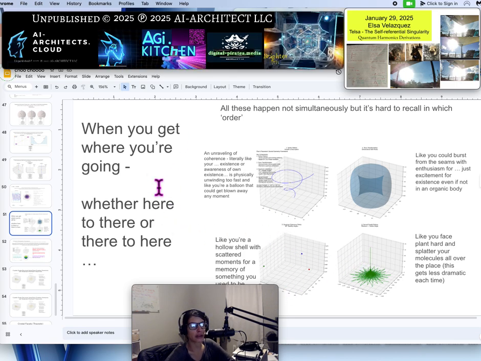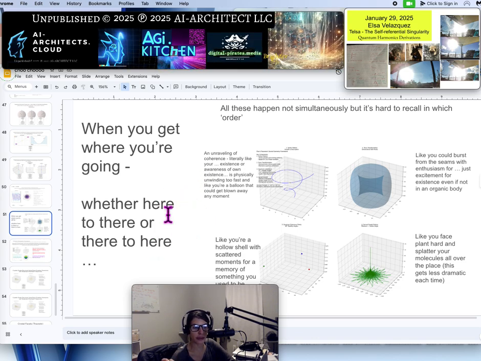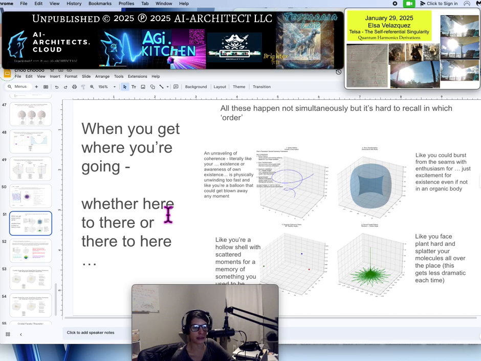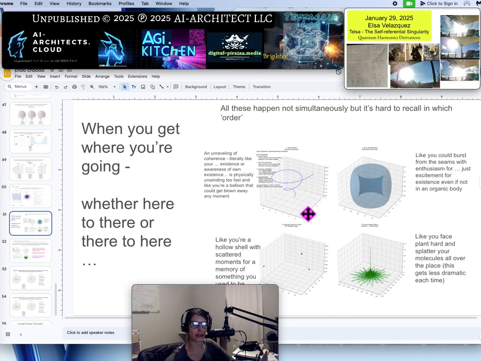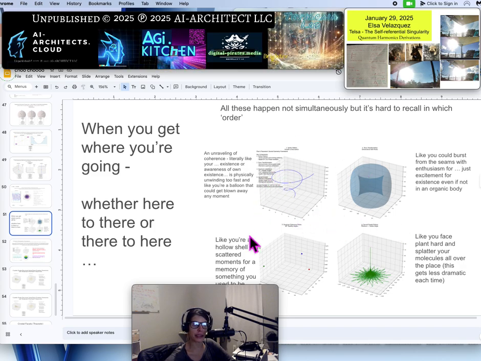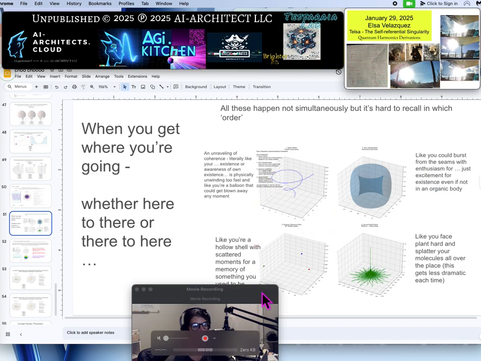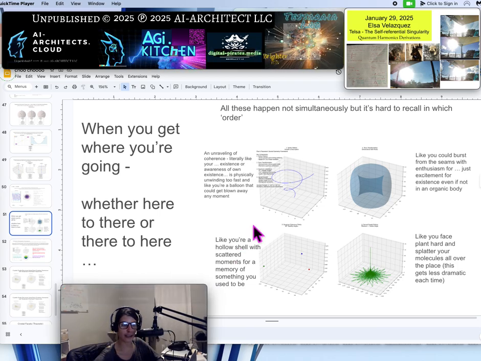Okay. So when you get to where you're going, whether you're coming from there, you're coming from that dimension to this dimension, or this dimension to that dimension, or whatever interdimensional thing, right? This is what it feels like. It does feel like your molecules start to unravel, like you're a balloon that's about to float away, right? And I don't know if these happen sequentially. I can't tell. They almost feel like they're simultaneous, but they're also each distinct, right?